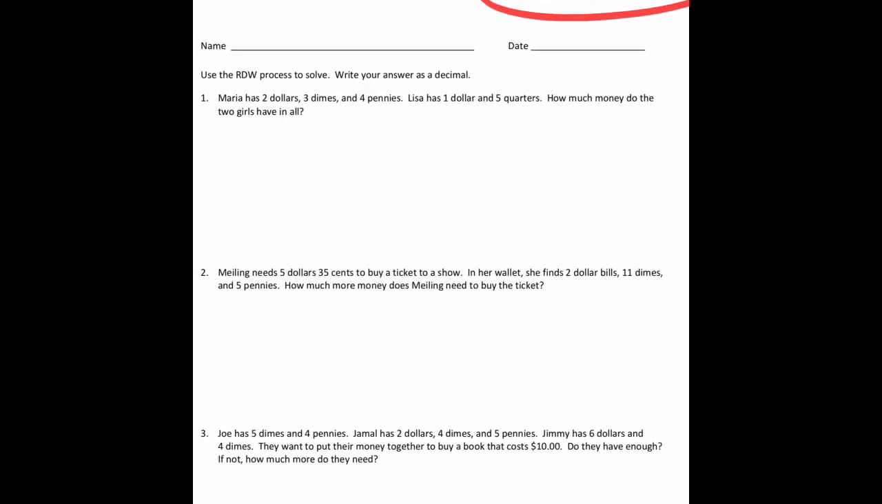It says Maria has $2, 3 dimes, and 4 pennies. Lisa has $1 and 5 quarters. How much money do the two girls have in all? So we're going to take their two totals and add them together, but first let's figure out what they have.